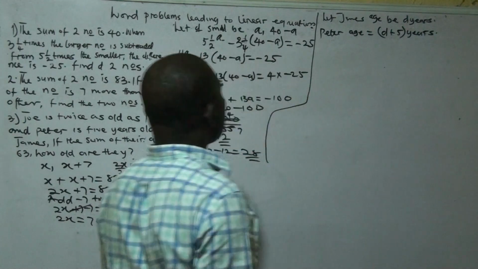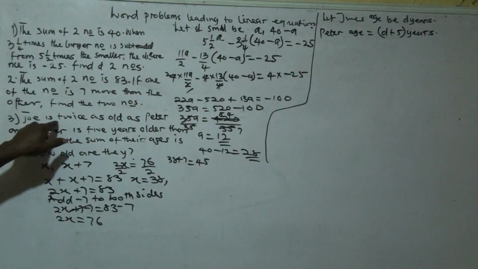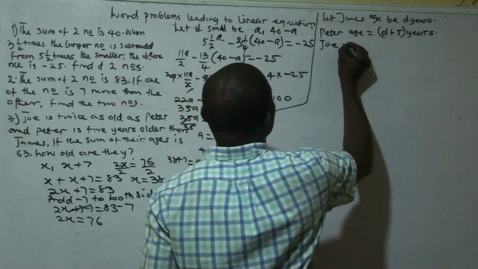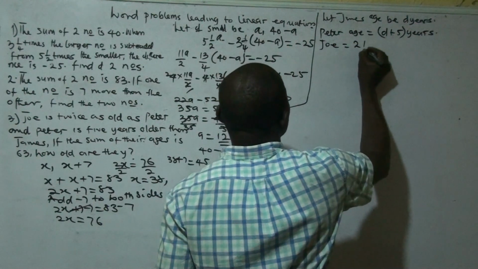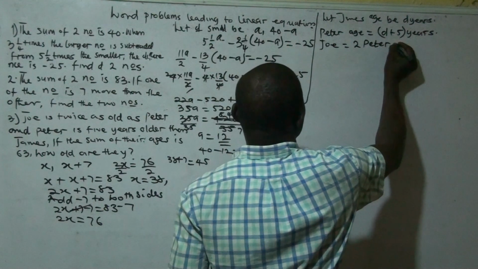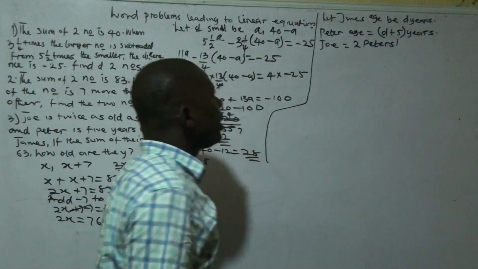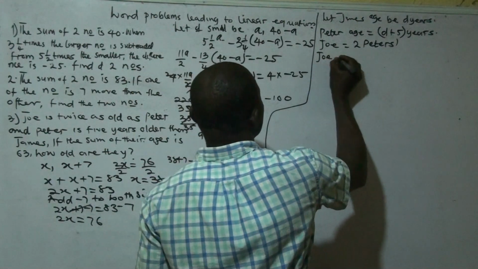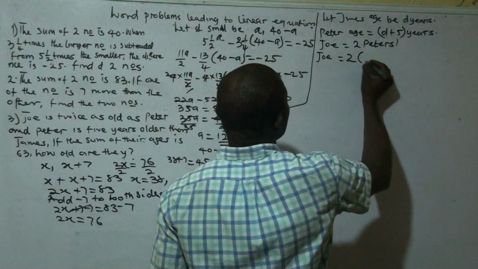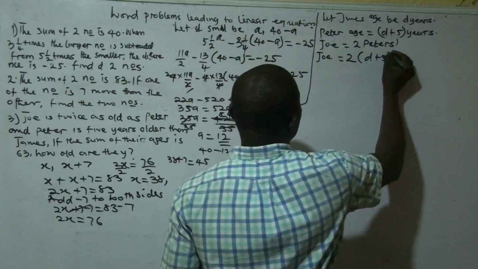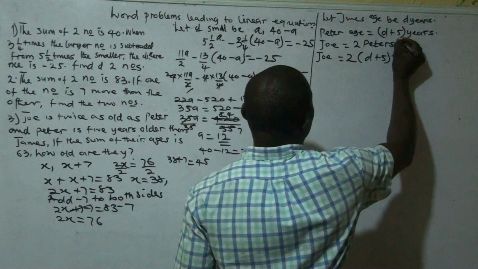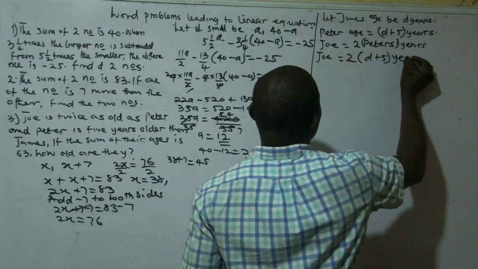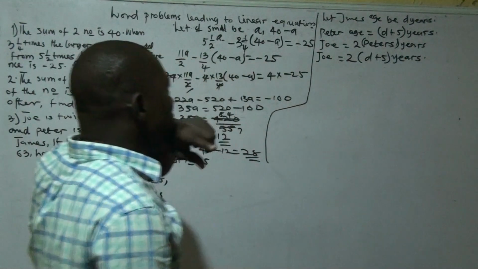And they say Joel is twice as old as Peter. Joel is equal to 2 times Peter's age. Now this will enable us to move on. So here we can say Joel's age is 2 times Peter's age, which is D plus 5 years. With this we can now move on.